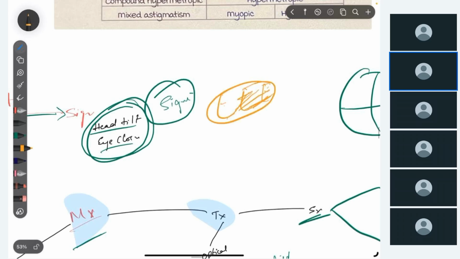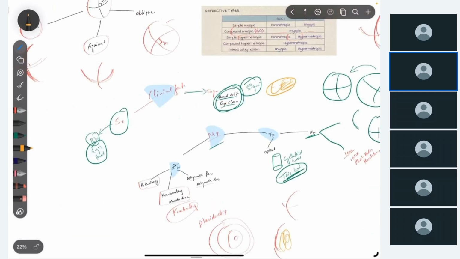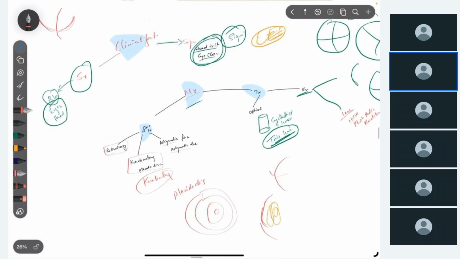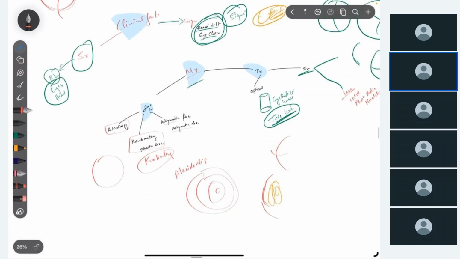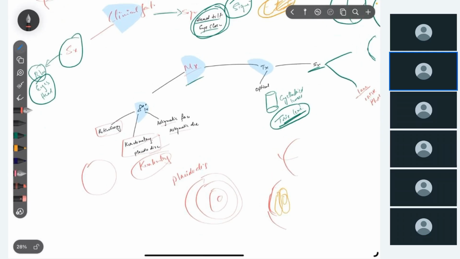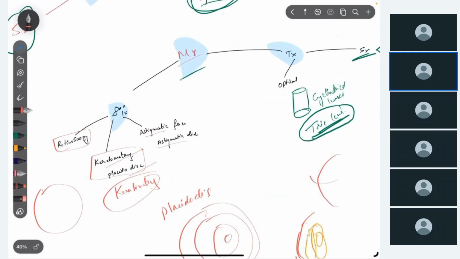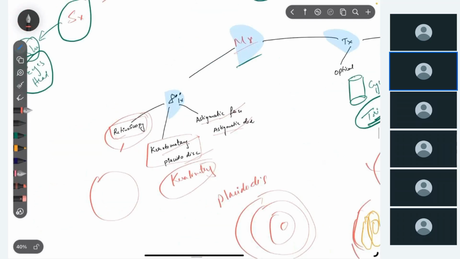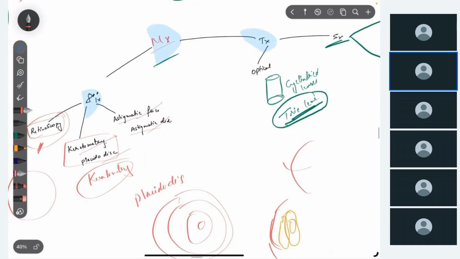Management, again, investigation. For investigation, you need to see the curvature of the cornea. For that, you use keratometry and Placido disc. There are other specific investigations in case of astigmatism: astigmatic fan, astigmatic disc, and retinoscopy. This you do for all refractive errors, but here you do not get any specific signs.